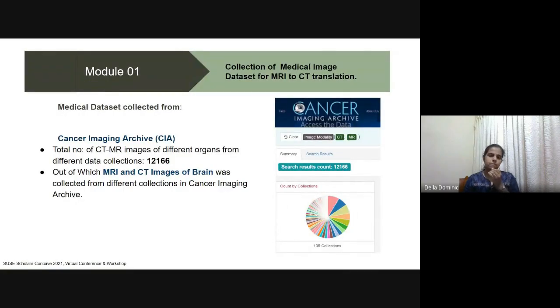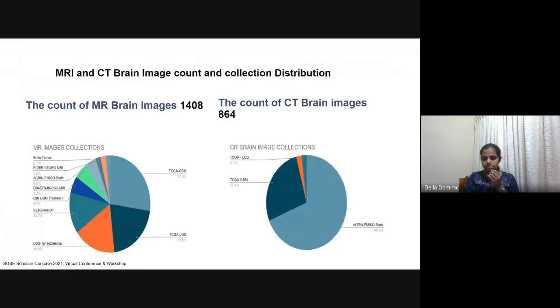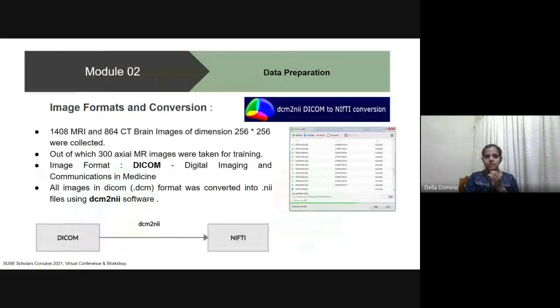Hence, when I went for the project, I went for the Cancer Imaging Archive, which actually has 12,000 plus MRI and CT images of different organs. From those 12,000 plus images, brain images were collected. In total, 1,408 MR brain images and 864 CT brain images were collected.